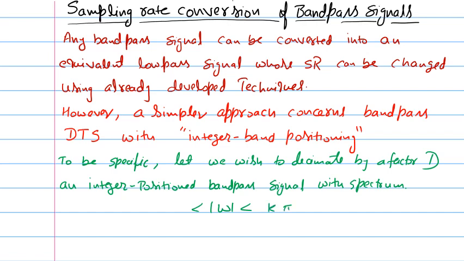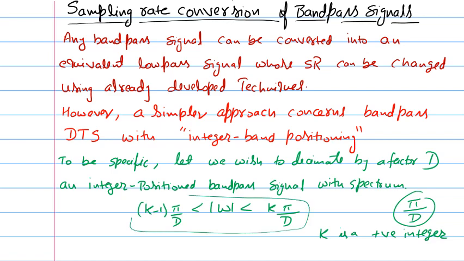That's k pi by D, and this is (k minus 1) pi by D. So the bandwidth for this spectrum is pi by D, and k is some integer value. That's why we are calling it an integer position bandpass signal. Let me write down that k is a positive integer. So suppose we want to decimate by a factor of D an integer position band that is given with this spectrum band.